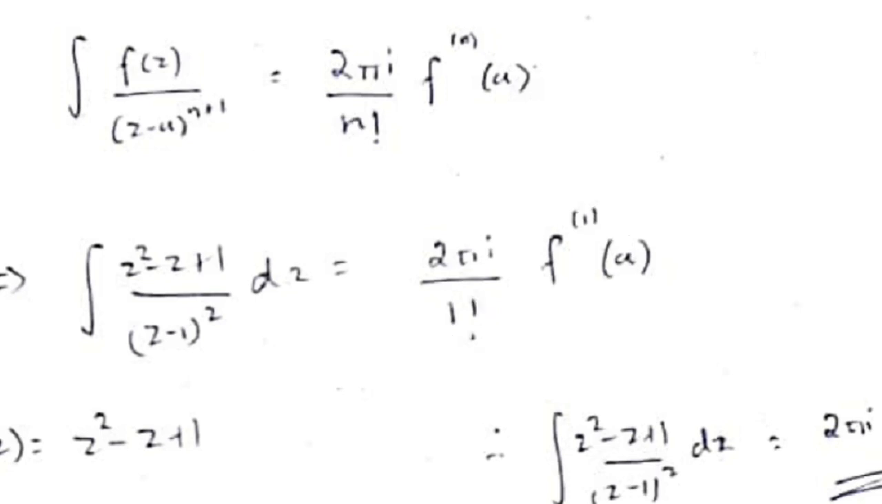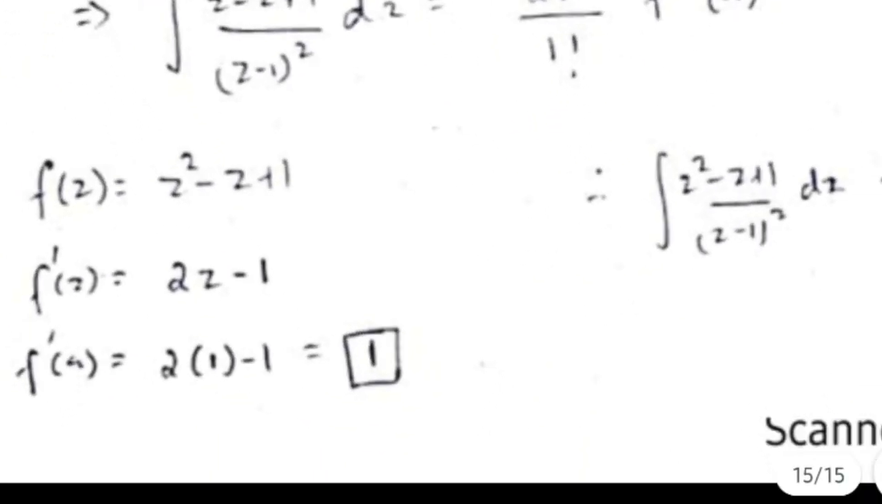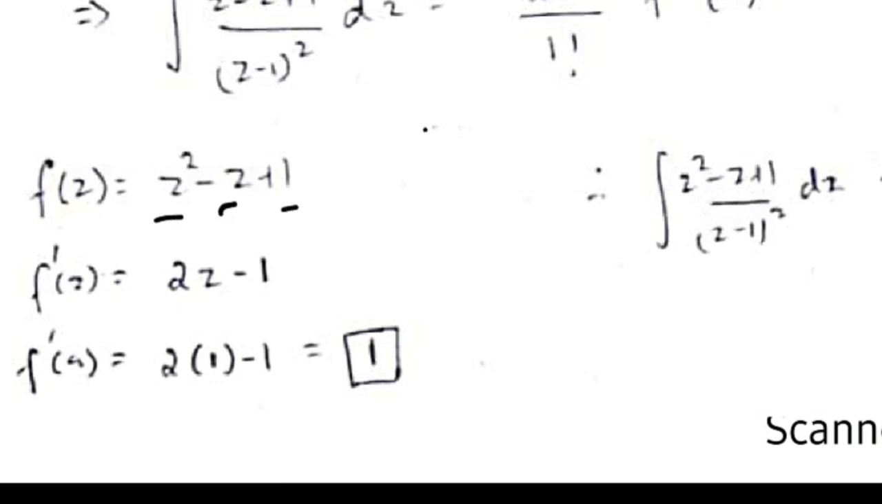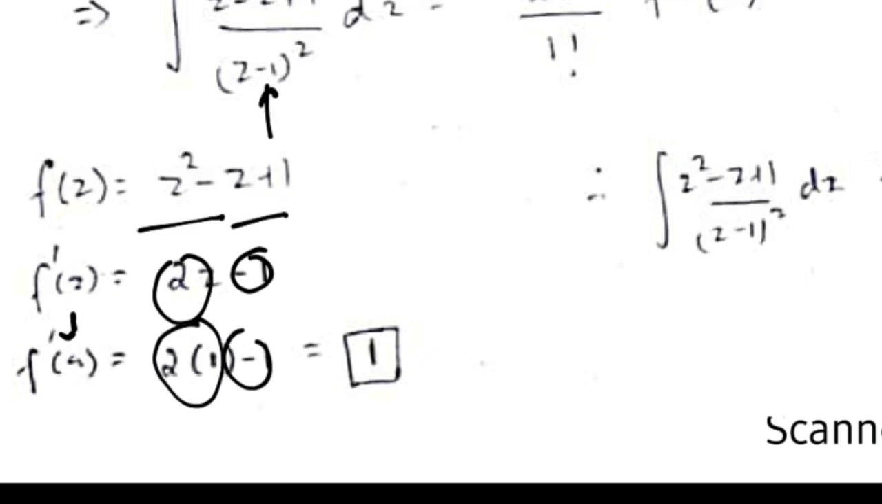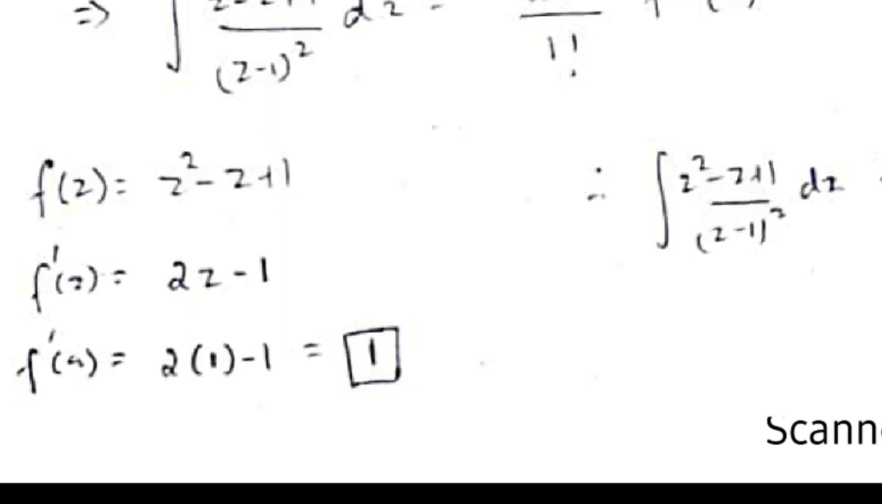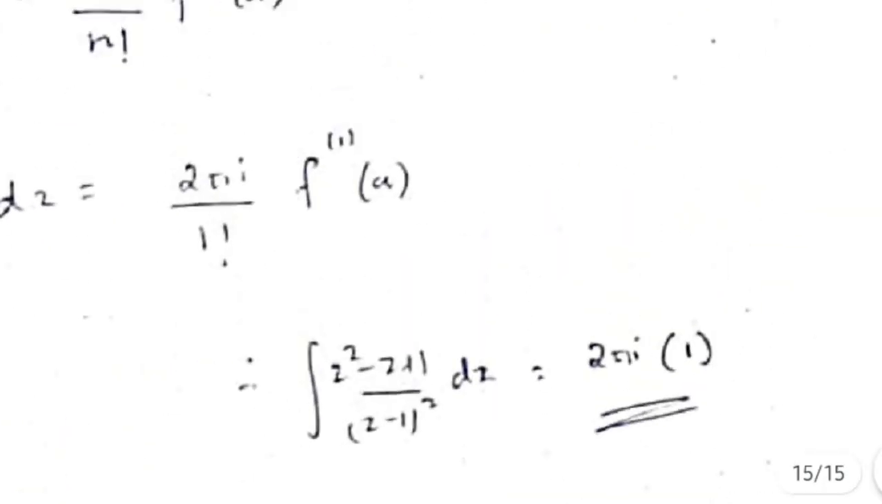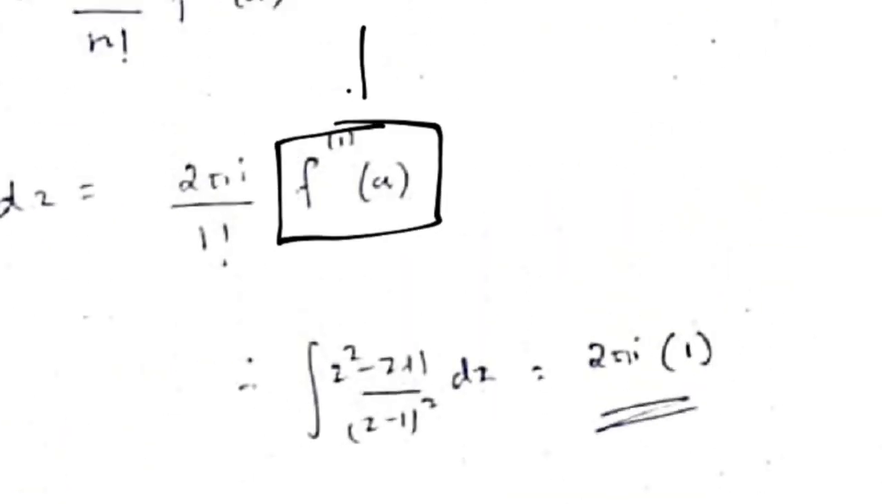What is f power 1? See here, f of z is given as z square minus z plus 1. What is f dash of z? f power 1 is nothing but f dash. f power 2 is f double dash, like that. Okay, f dash of z means differentiate f of z with respect to z, we will get 2z minus 1 and substitute the value of z as a. In this case a is 1, therefore 2 into 1 minus 1, which will give us the value 1. So f dash of a is 1 and we will be using that value in this place. Okay, so when we substitute 1 here, we will get the final answer as 2 pi i.